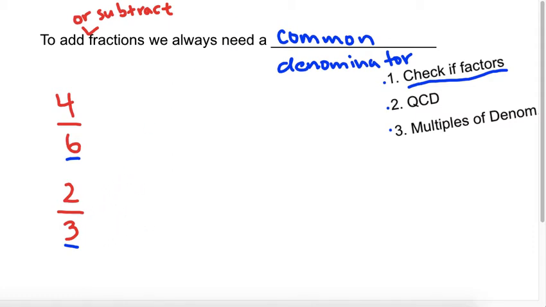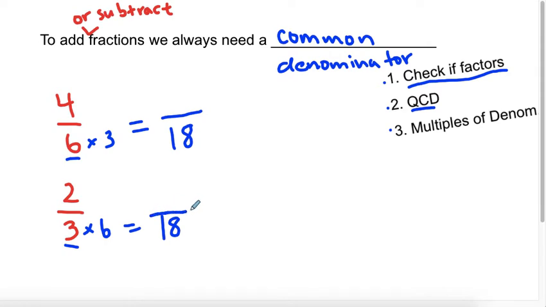The second way here is the QCD, right here. That stands for quick common denominator. And all you're going to do here is take the two denominators and multiply them by each other. So 6 times 3, and down here we're going to do 3 times 6 to get us a common denominator of 18. Now you'll notice this is not the same common denominator that we just found. There is more than one common denominator. This one is not the smallest one, but that's okay. It's still a common denominator which would allow us to add or subtract our fractions as we needed to.